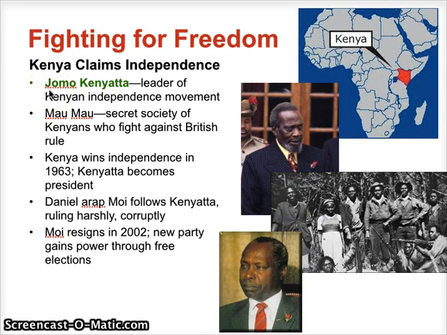Now, Jomo Kenyatta said he was not linked to the Mau Mau. But the British didn't really believe him, and they actually put Kenyatta in jail for over 10 years. In 1963, the British eventually let go of Kenya, and Kenyatta ends up becoming the first president. Now, as you can see, we know where Kenya gets their name. Kenyatta was generally a very good ruler. So his leadership was good for Kenya.